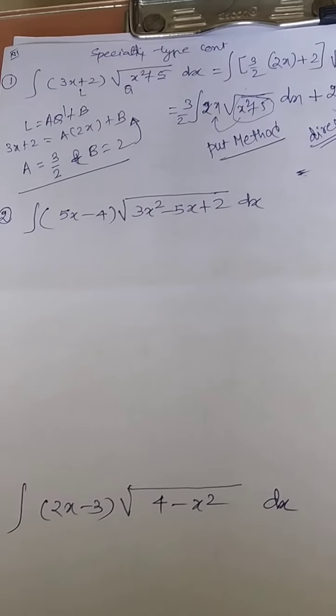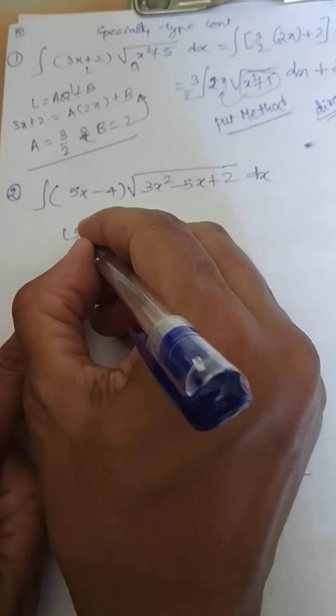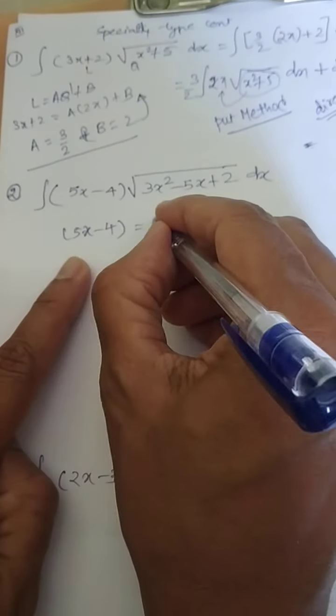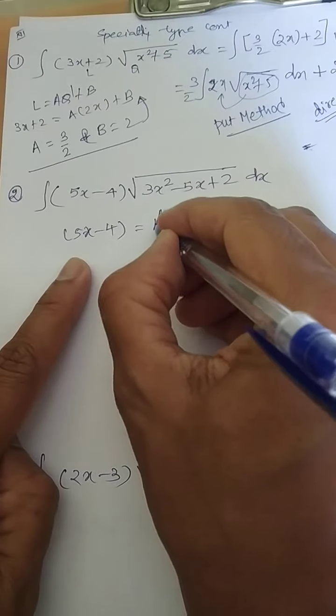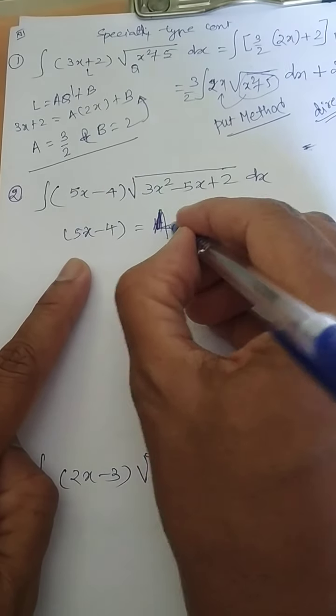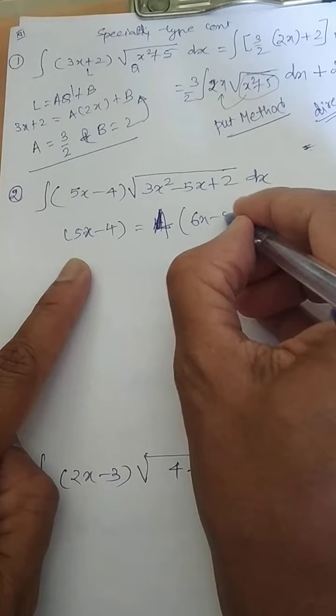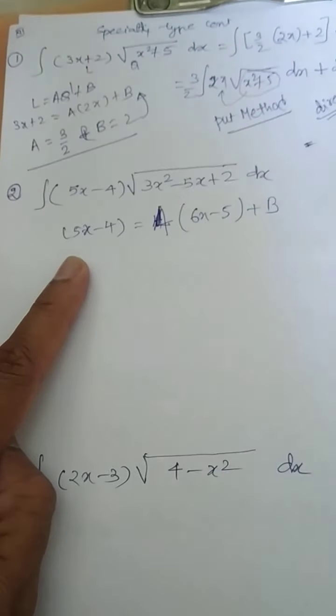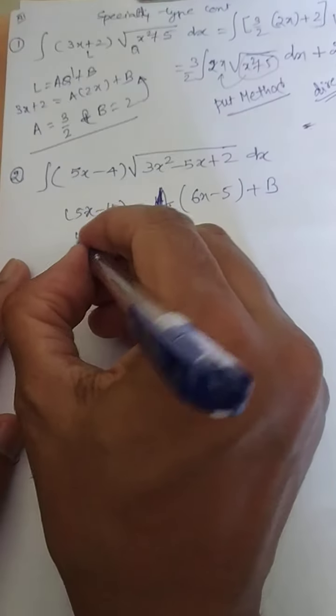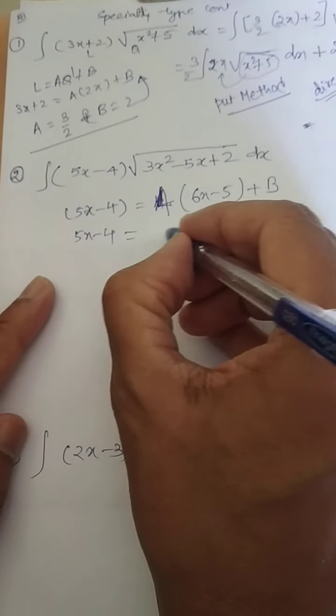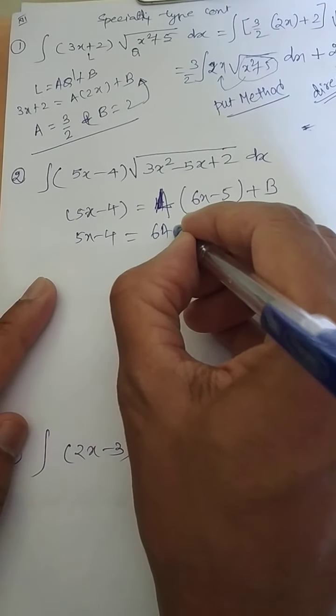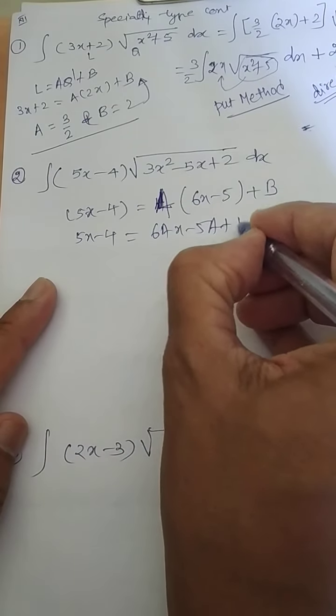This is one more situation. Two more situations. The logic is the same. I am just helping you out that way. We are using linear equals a into the differentiation of the quadratic, 6x minus 5, plus b. Now 5x minus 4 here, it will be 6ax minus 5a plus b.